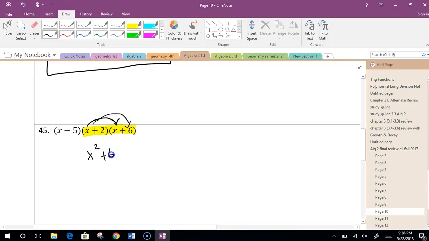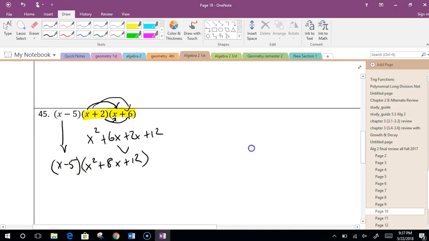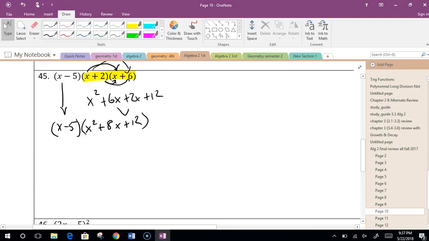X times 6 would be 6x. 2 times x would be 2x, and 2 times 6 would be 12. Combine like terms, so now we have x squared plus 8x plus 12. We're going to put that all back in parentheses, and we're going to bring our third factor down, and we're going to redo the process we did just a few minutes ago.